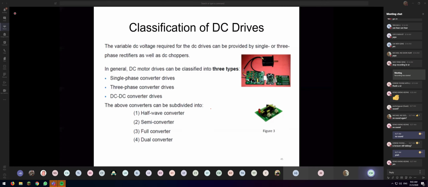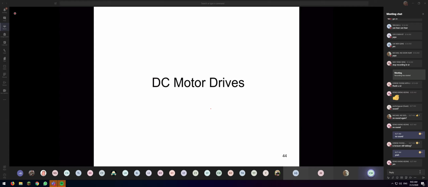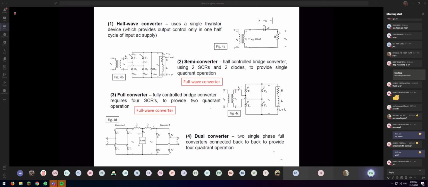Okay, the next one is what I want to emphasize about the DC motor drive. The DC motor drive here can be a half wave converter, a semi converter, or a dual converter configuration. What you need to do is control their firing angle, so that it can control the amount of voltage that is generated to the armature voltage of the DC motor. This one I will explain in more detail in our next 2-hour lesson. Okay, so I will stop my discussion.